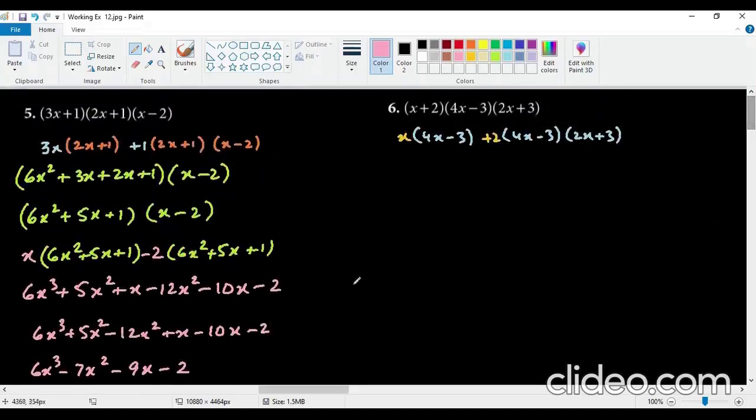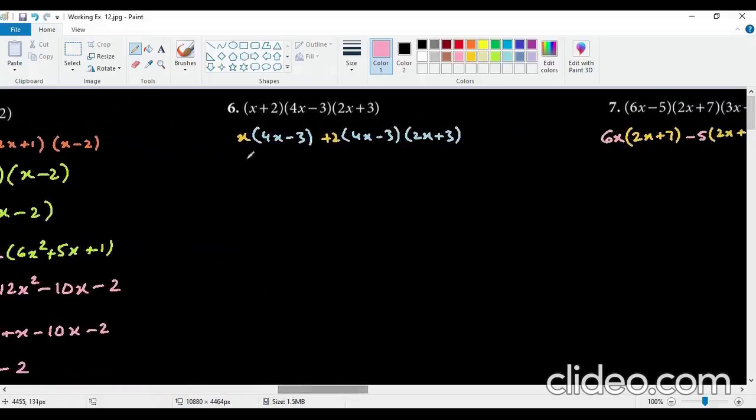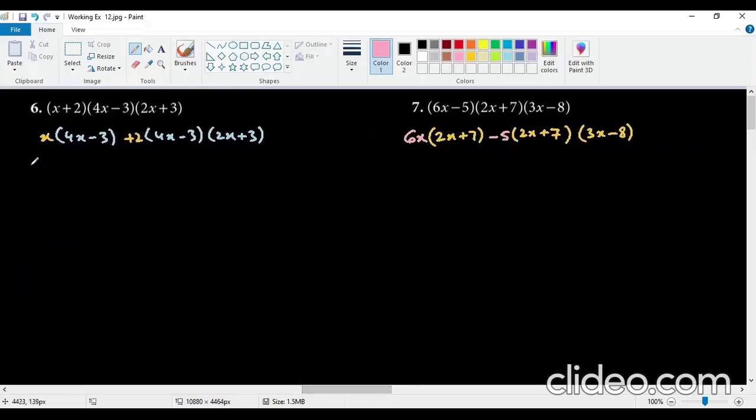Moving on to question number 6. You know very well that 4x minus 3 is going to be multiplied first by x and second by plus 2. So first part is going to give me 4x square minus 3x plus 8x, plus minus is a minus, 2 times 3 is a 6.